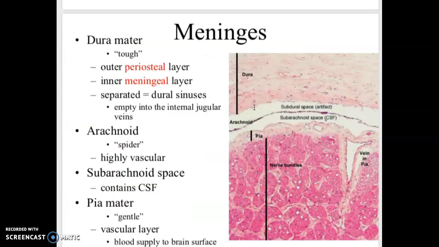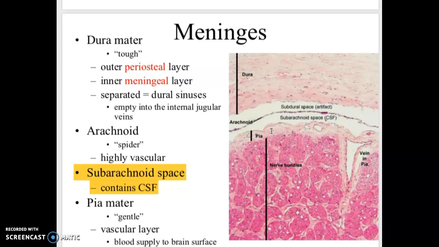So this picture here on the right is a microscope picture of the meninges. So you can see here the dura mater is the outermost layer. There's a little space called the subdural space, and then there's a thin arachnoid layer full of blood vessels. Underneath the arachnoid layer is a subarachnoid space, and this is where cerebrospinal fluid is found. Underneath that is the pia mater that is directly attached to the brain surface. The pia mater provides blood supply to the brain itself.